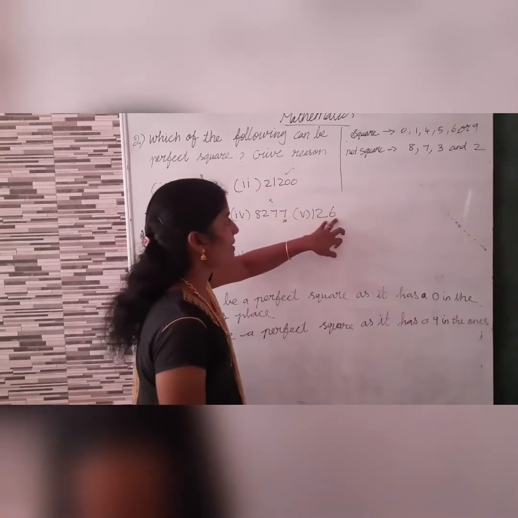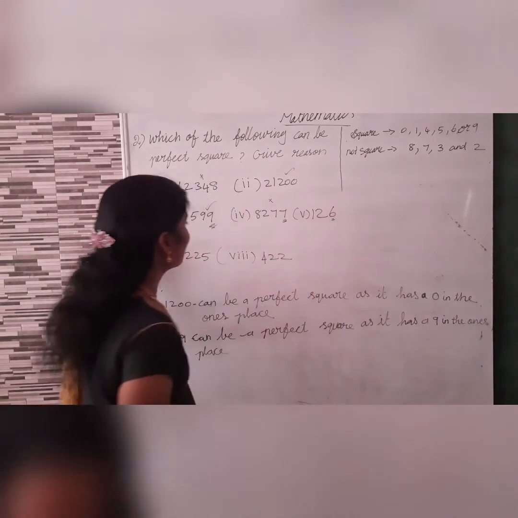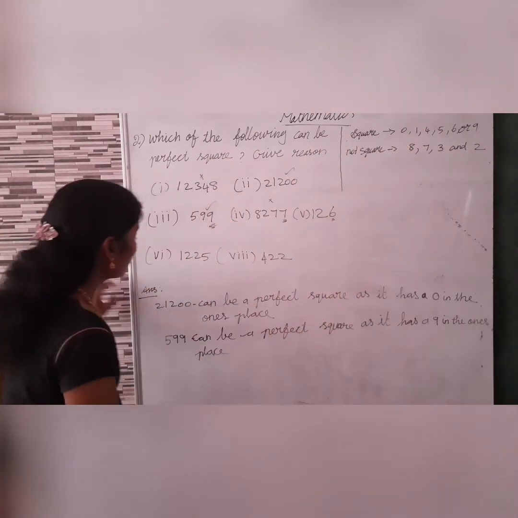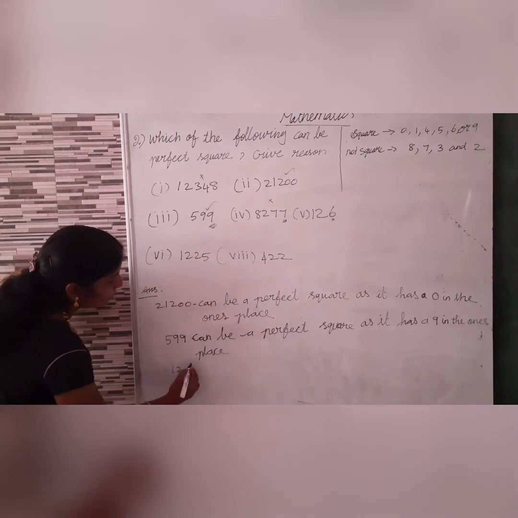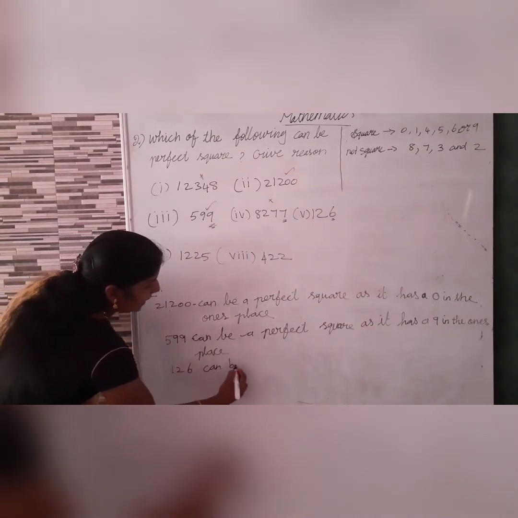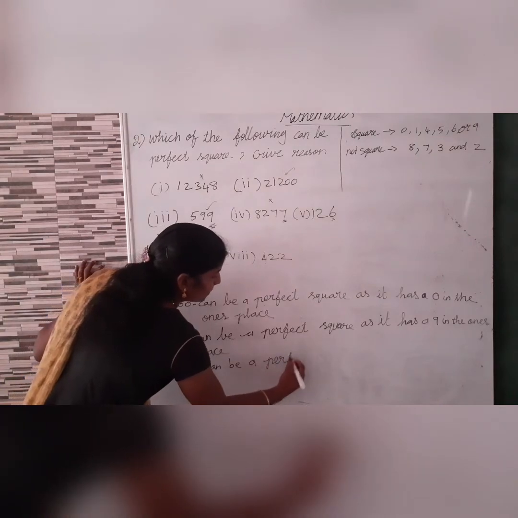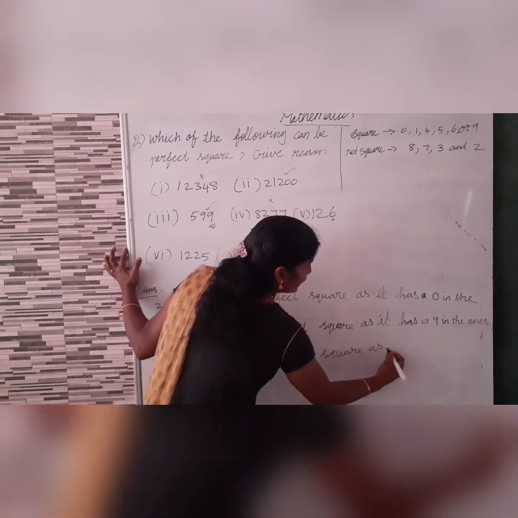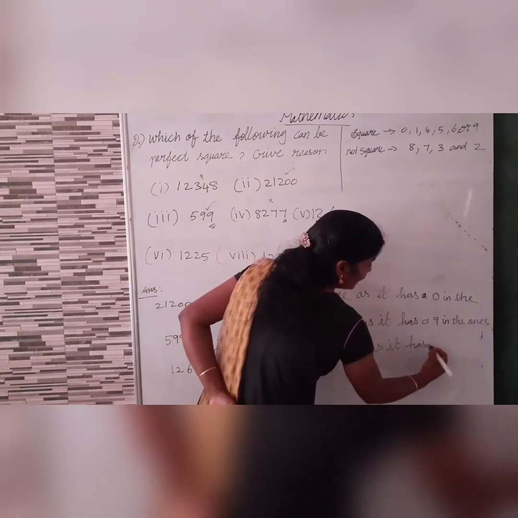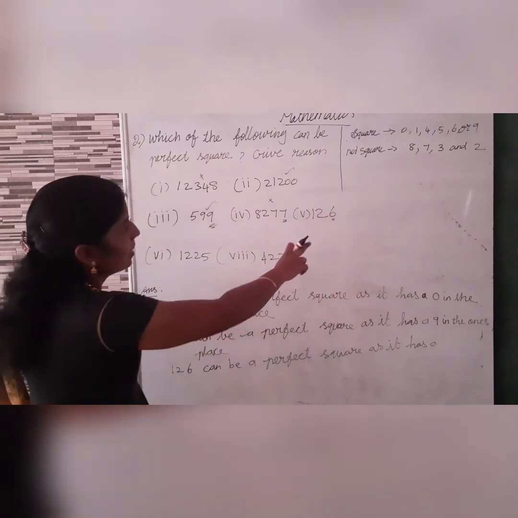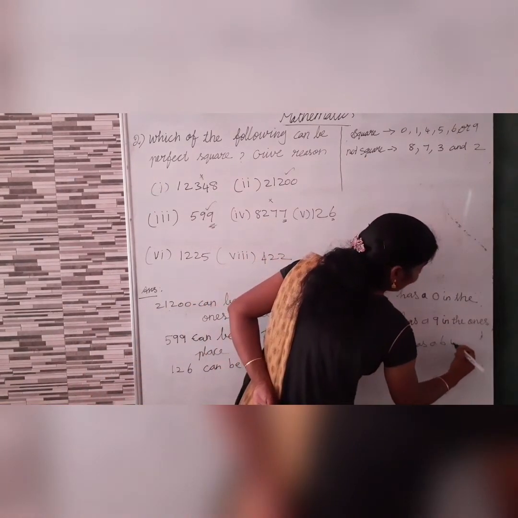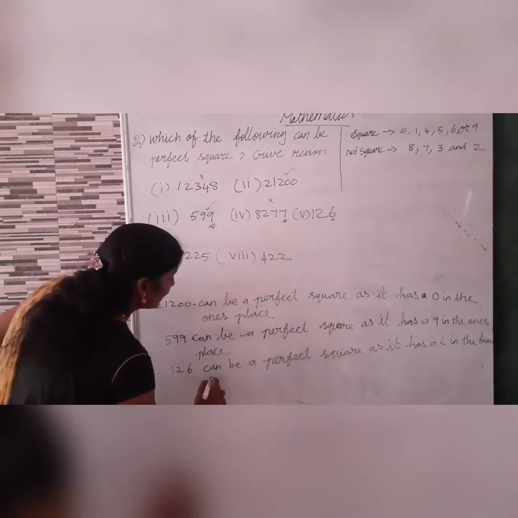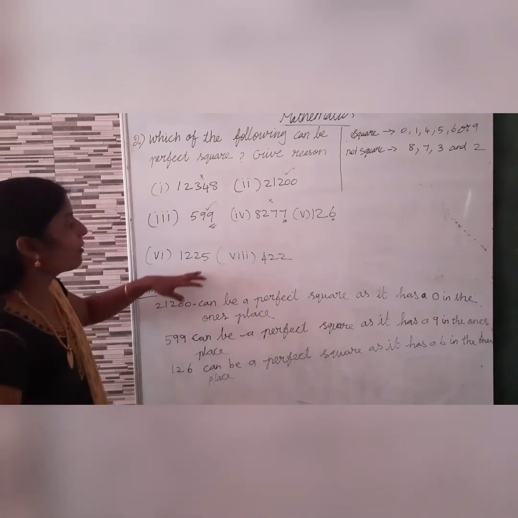Now 126. Ones place 6, isn't it? Ones place is 6. Ones place 6 means that it can be a perfect square. So we can write, 126 can be a perfect square as it has a 6 in the ones place.